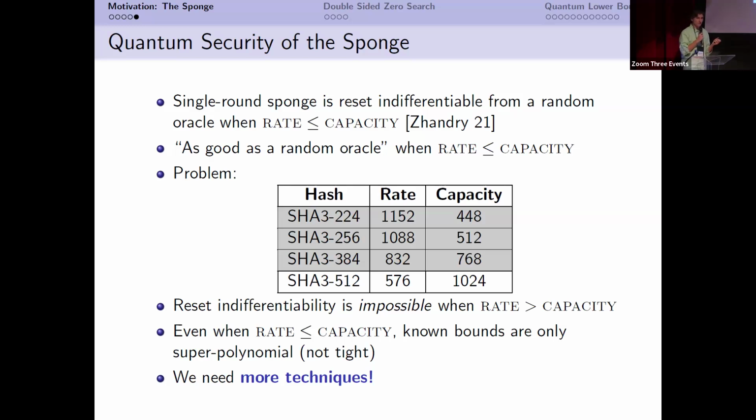But unfortunately, reset indifferentiability is provably impossible if the rate is any constant fraction larger than the capacity; there's a generic attack. In the regime where we do have this indifferentiability guarantee, for concrete properties like one-wayness or collision resistance, the bounds we get are only super polynomial, so they're not tight. And so the bottom line of my slide here is that we need more techniques for analyzing quantum algorithms that make queries to permutations.